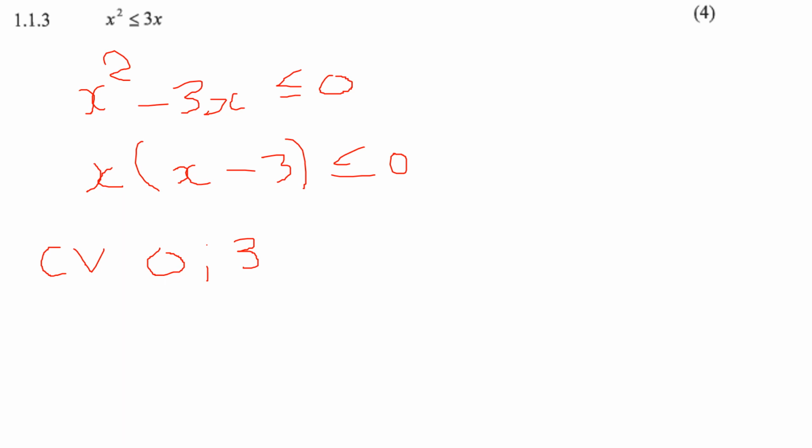So now when you have this here, you will just have to plot a graph. Say you have a 0 here and a 3 here. When you plot your graph, the first thing that you check is the coefficient of your x squared. Now the coefficient of x squared here is positive.